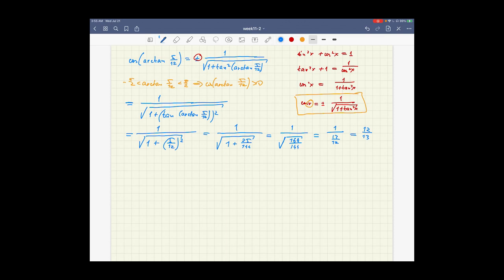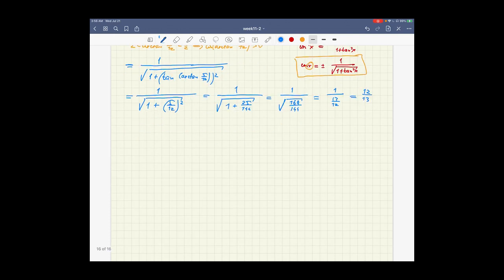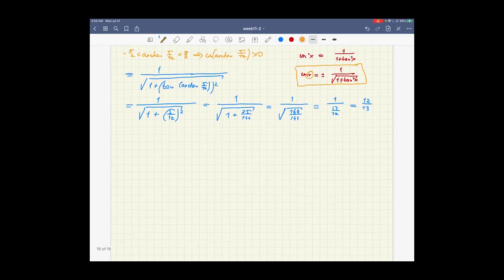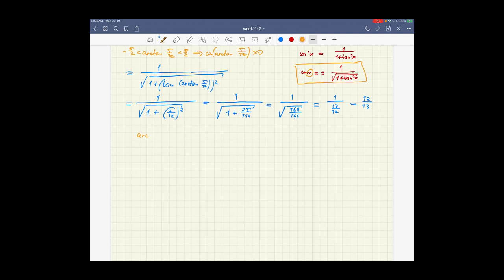Again, there is a way to solve this problem using the right angle trigonometry. If you let arctangent of 5 over 12 be t, so tangent t is 5 over 12.